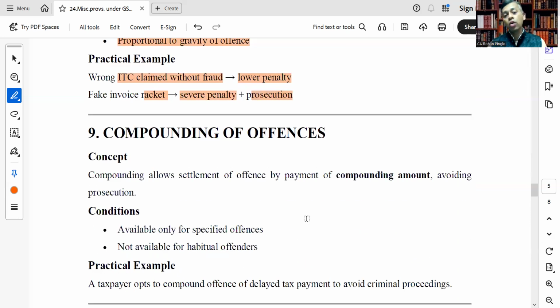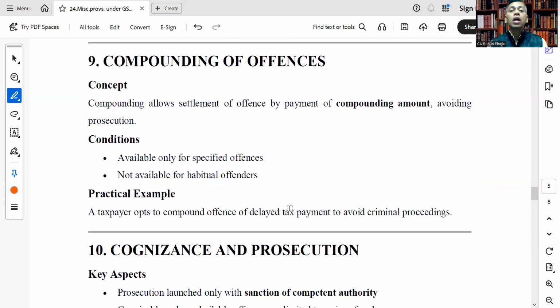Next, compounding of offenses. Let's understand the concept. Compounding allows settlement of offenses by payment of a compounding amount. We can call it a compounding fee also. It avoids prosecution: whatever the offense, it can be settled by paying a compounding fee. Conditions: available only for specified offenses and not available for habitual offenders. Practical example: a taxpayer opts to compound the offense of delayed tax payment to avoid criminal proceedings. That is the concept of compounding of offenses.